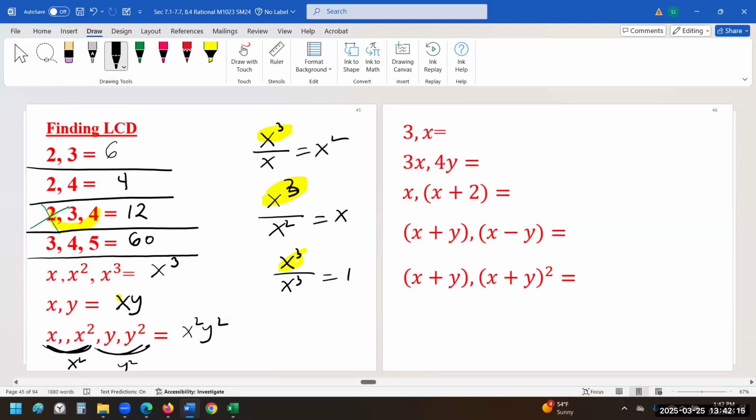And now let's say we are mixing them up, number and variable. What is the LCD between 3 and x? 3x. Because they have no connection between them, no relation between them. The next one? 12xy.